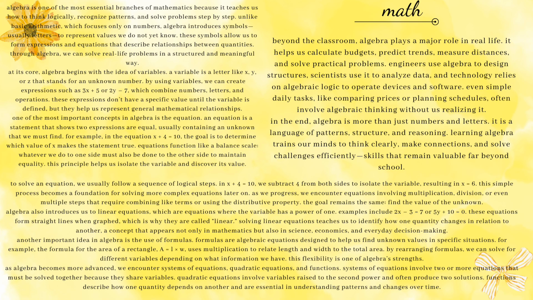As algebra becomes more advanced, we encounter systems of equations, quadratic equations, and functions. Systems of equations involve two or more equations that must be solved together because they share variables. Quadratic equations involve variables raised to the second power and often produce two solutions. Functions describe how one quantity depends on another and are essential in understanding patterns and changes over time.